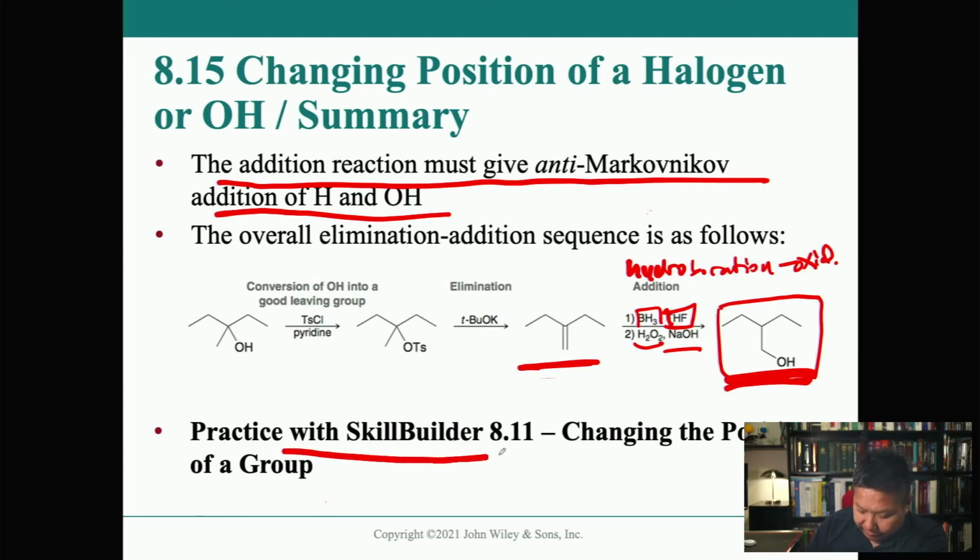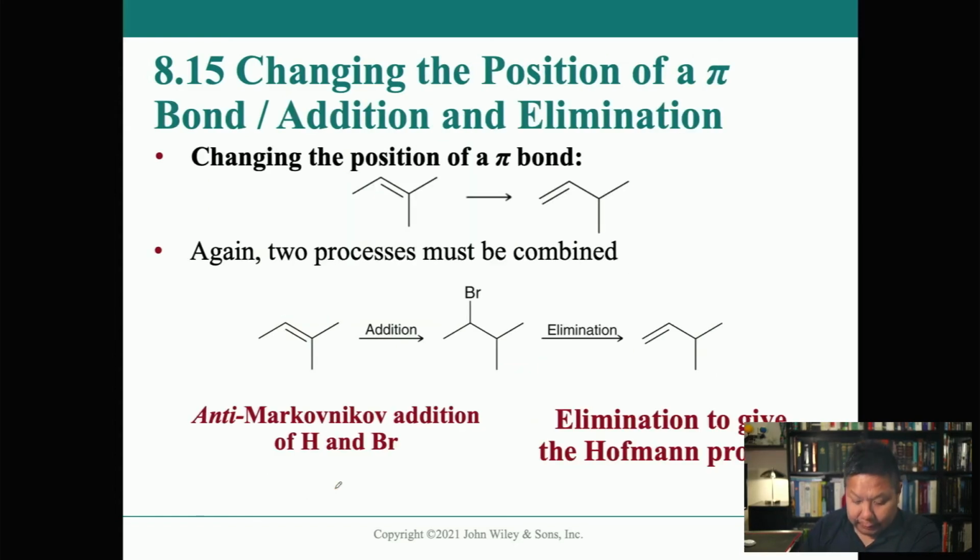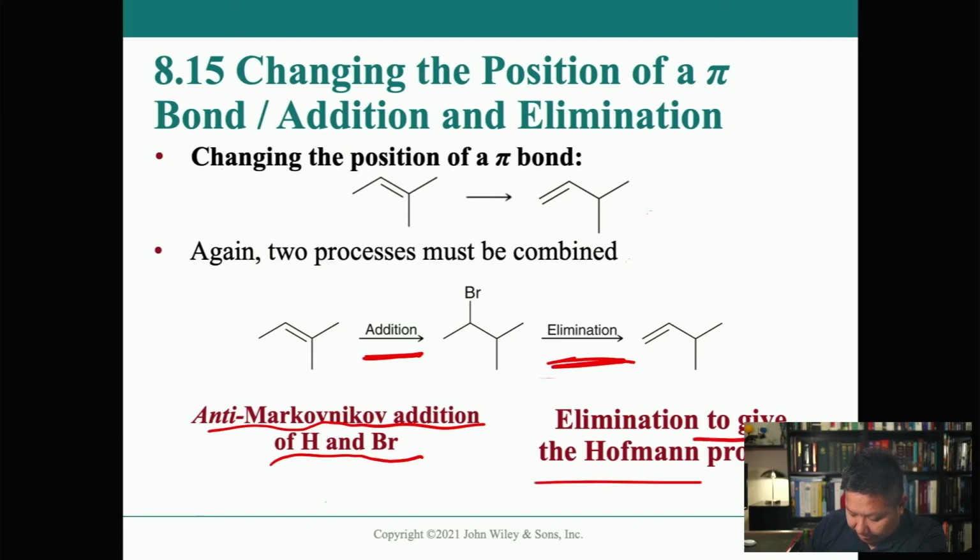Okay? So practice with Skill Builder 8.11, changing the position of a group, on Wiley Plus. How about changing the position of a double bond? Again, this has got to be done in two steps, two processes. We can do an addition reaction first, an anti-Markovnikov addition of H and Br. And then we can do an elimination to give a Hofmann product. By now, you should know that if you want a Hofmann product, what do you have to use? A bulky base, like tert-butoxide.